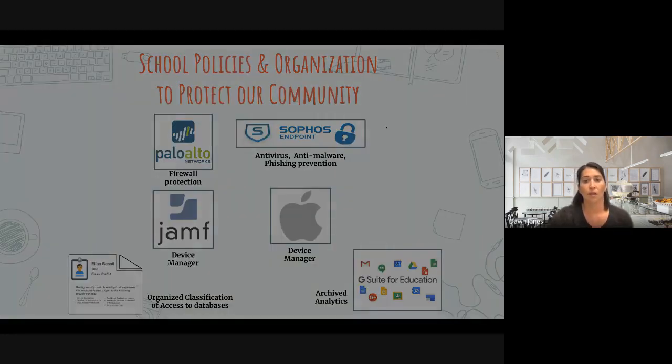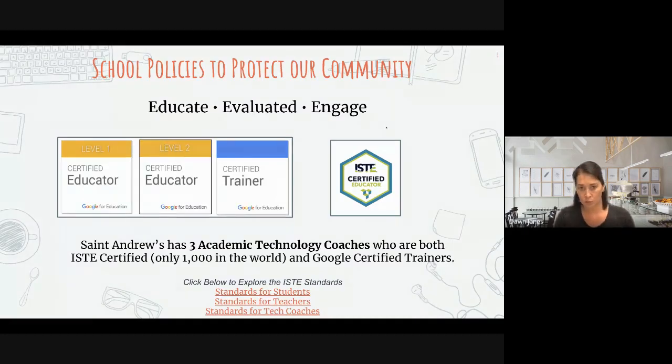So now we go into the education portion of that. We have teachers who are level 1 certified, which means it's a lot of skill sets. What can you do for Google and in Google for Education? And then we also have ISTE, an organization where we have certified educators, and we actually have 3 of us on this call. We are 3 of 1,000 in the world.